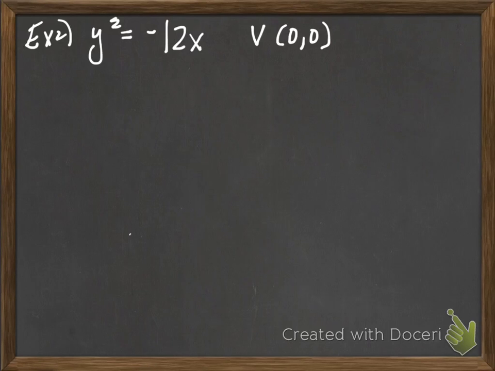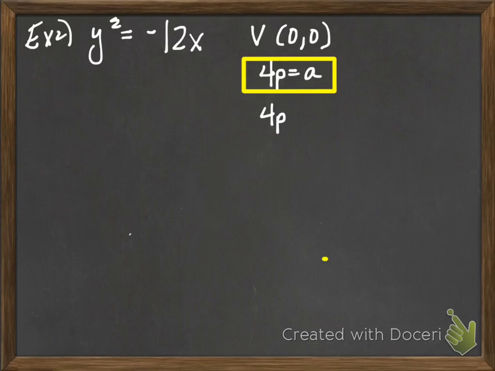We're going to use our equation 4p is equal to a and find our p-value. So that means that 4p is equal to negative 12, and p would be equal to negative 3. Now when your p-value is negative, that means you're either going to go to the left or you're going to go down based on which direction your parabola is going to go in. So if your p-value is negative, that either means you're going to travel to the left 3 units or you're going to travel down 3 units, and we'll figure that out in a second.